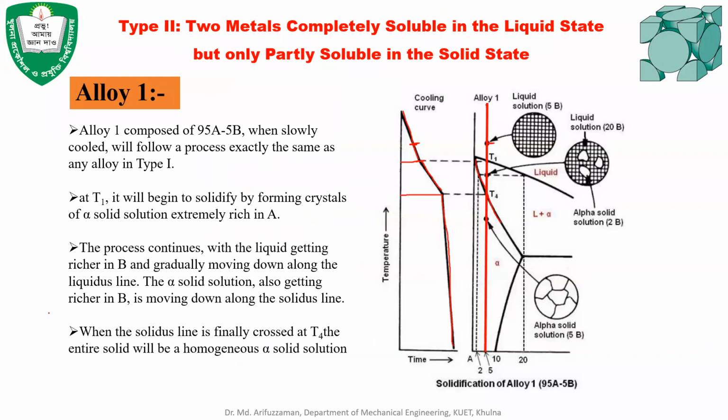Okay, now let's come to the solidification process. It will be similar to the type 1 diagram. At high temperature, there will be a liquid solution which will have 5% B, because this alloy is actually 5% B. So the liquid will have 5% B and 95% A. When the temperature drops and reaches a temperature T1, the material starts to solidify.